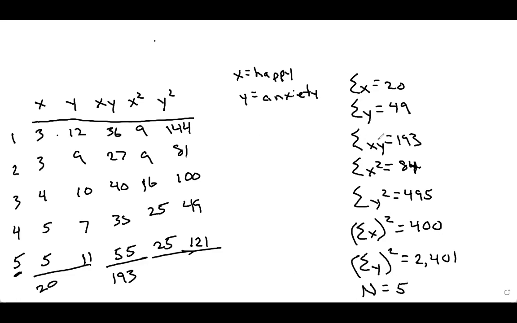Now, these are all the numbers we need to fit into the equation for the Pearson product moment correlation. If you need this table, I would pause this now if you haven't written it down, because I'm going to erase it.